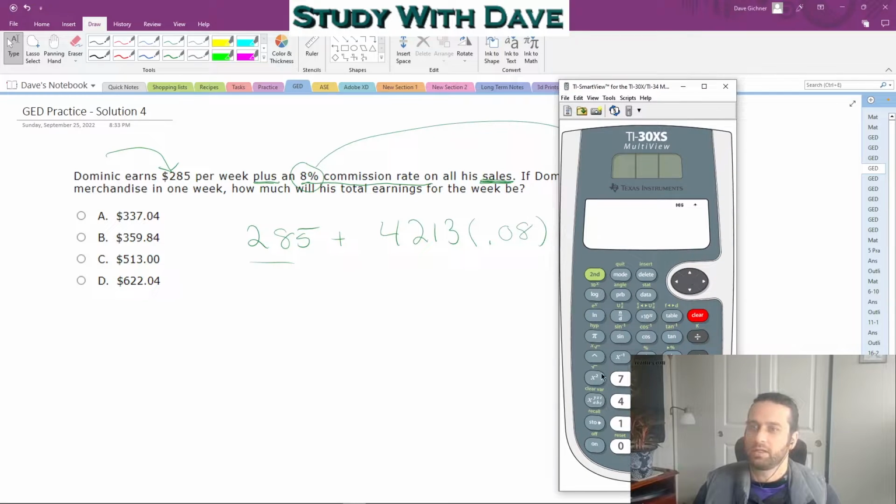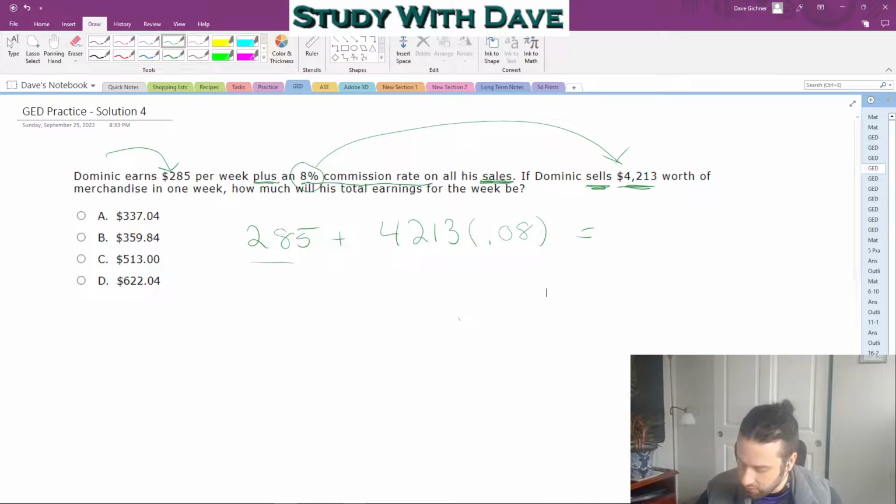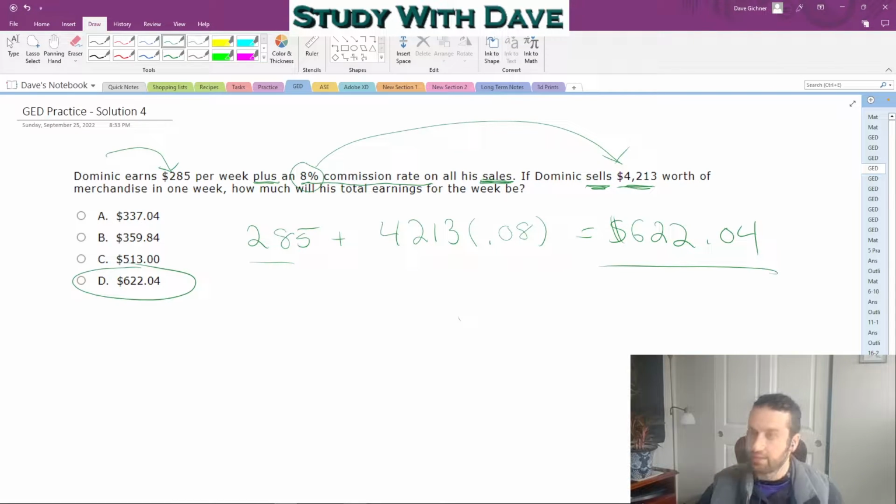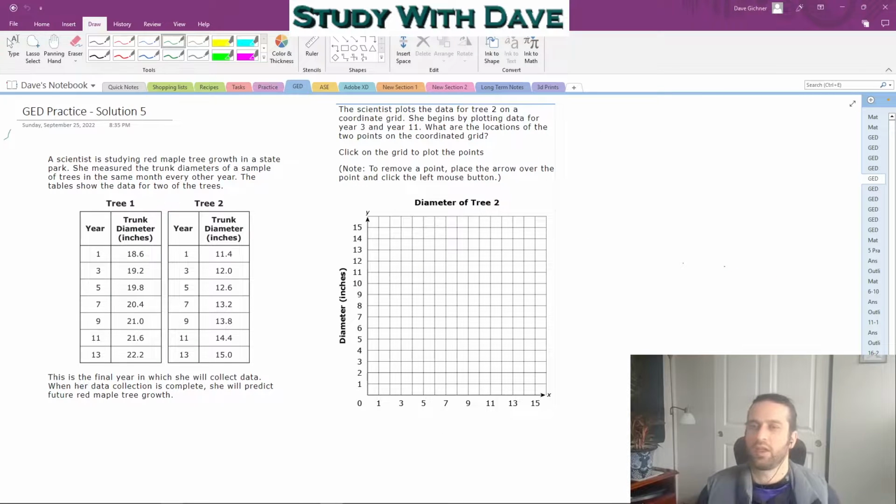So 285 plus 42.13 times 0.08, and the calculator will do the multiplication first and then the addition automatically, so we don't have to use parentheses or anything like that. And it looks like he is making $622.04, which is going to be D. And that's it. Okay, number 5.